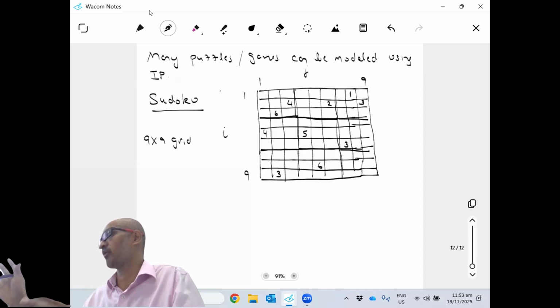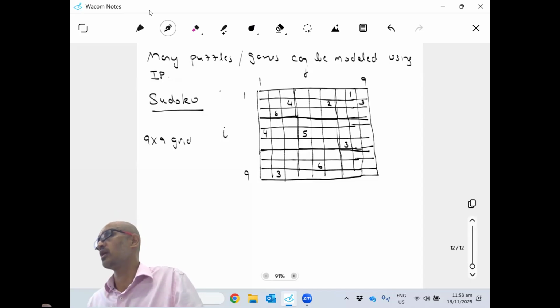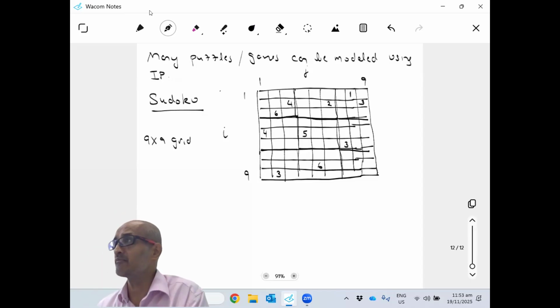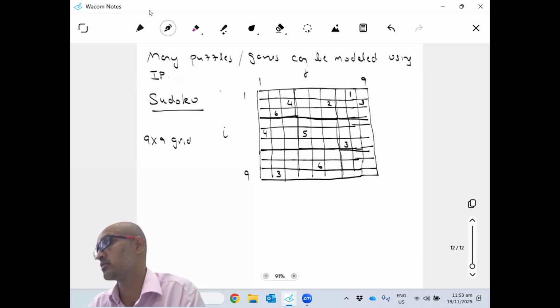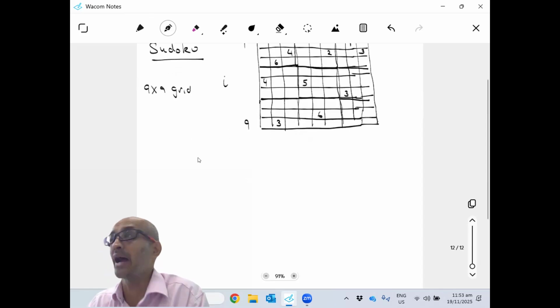You're familiar with this game? I mean, some of you are shaking heads. Okay, okay. So I claim that this is an integer feasibility problem. You can write this as an integer linear program, go to your solver and solve it. Okay. Why? Let's define variables.